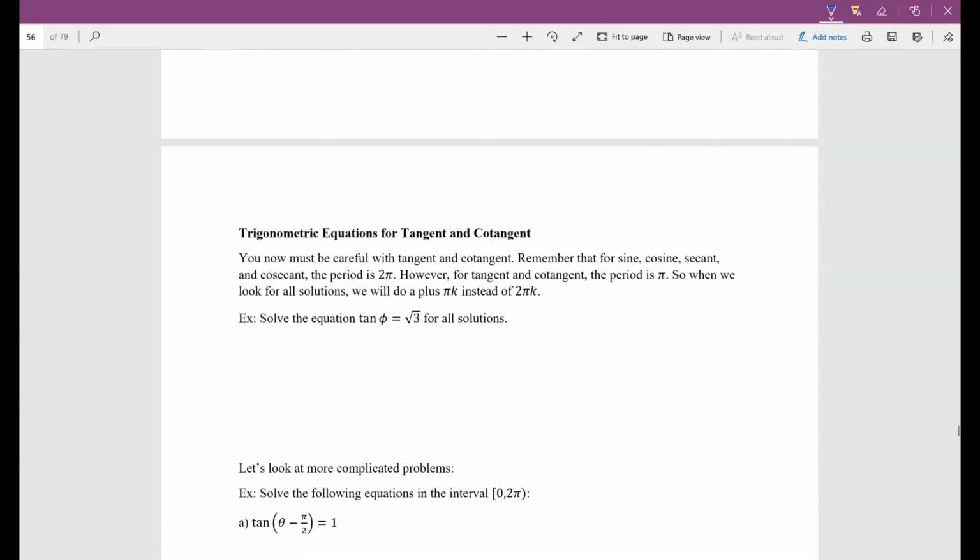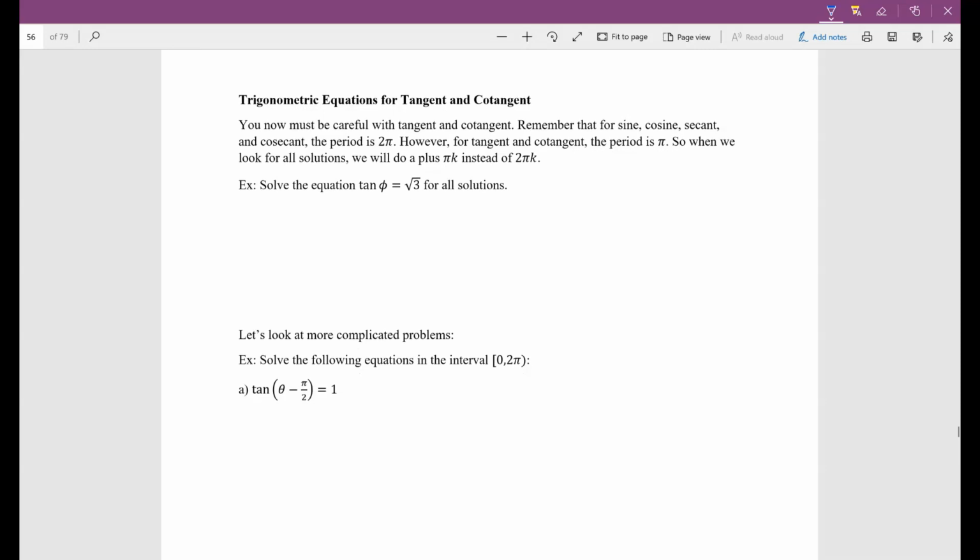Okay. All right, so now we have some trig equations for tangent and cotangent. So we can also find it for these two guys. So now we have to be very careful with these guys because if you remember when you were graphing these, the period for sine, cosine, secant, and cosecant was 2 pi. Now in this case, for tangent and cotangent, the period is pi. So that means things tend to repeat every pi units. So when we look for all of the solutions, instead of doing a plus 2 pi k, we will do a plus pi k. Okay, so that's the only thing that's a little bit different.